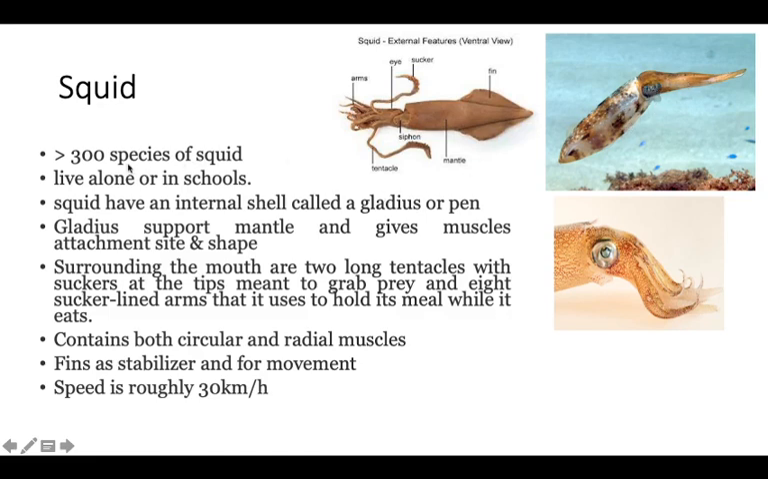There are 300 species of squids. They either live alone or form schools. Now the bone, which is a sort of stuff present inside their body, is called the pen, and it is generally responsible for attachment. So the pen-like structure is present from here to here inside the body if I open it from the posterior region over here. And these fins are responsible for stabilization inside water.